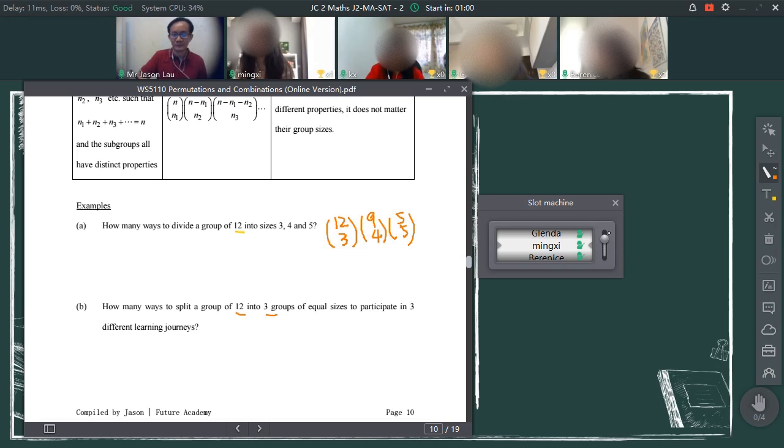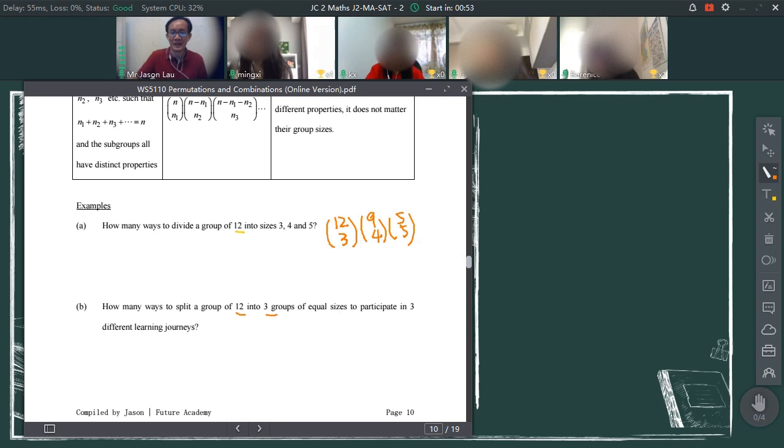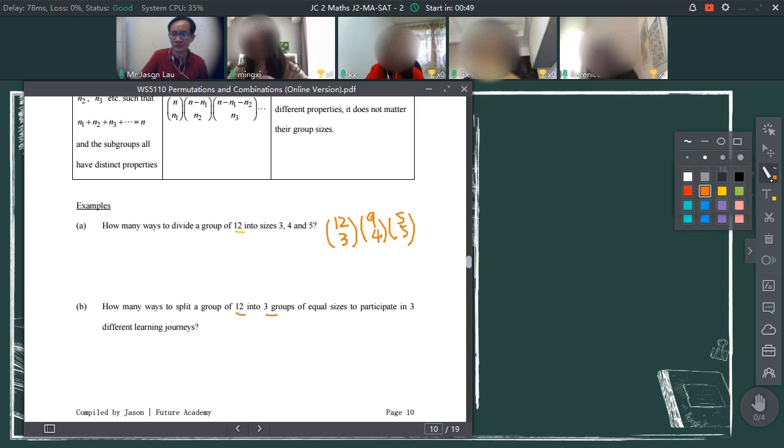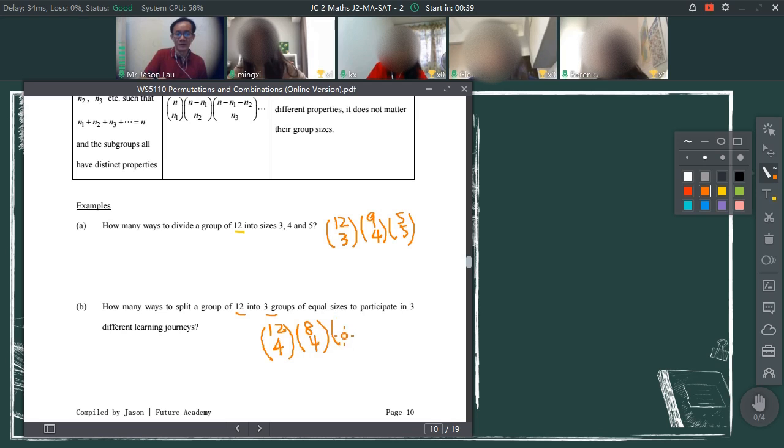Okay, this one. Grander, what is the answer? Grander, the slotting machine chose you. Yeah. 12 choose 4, then 8 choose 4, 4 choose 4. Okay, very good. Kai-Xing, is it correct? Yes or no? I think it is. Okay, good. Correct. Well done.